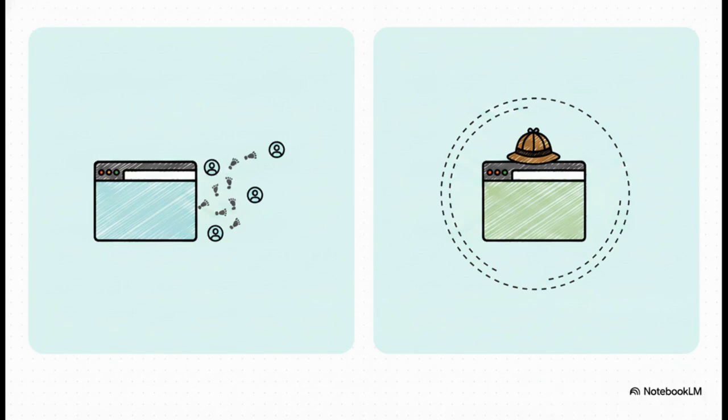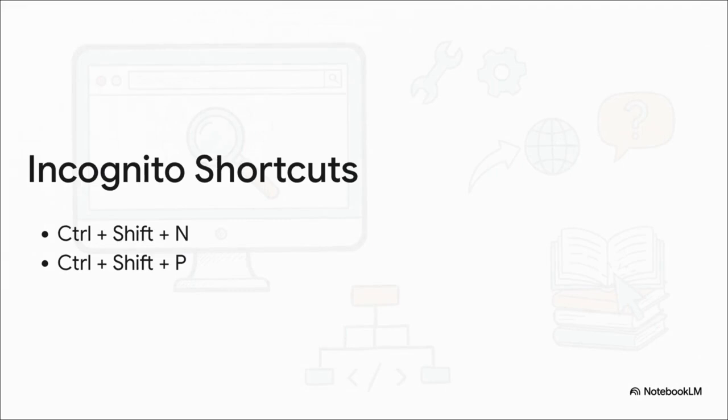You can launch this dark-themed, isolated environment in a split second by mastering a couple of critical keyboard shortcuts. If you're using a Chromium-based browser, it's Control plus Shift plus N for New Incognito. For other browsers, like Firefox, it's usually Control plus Shift plus P for private. You really want to commit these shortcuts to muscle memory. That way you can jump into a clean testing environment in less than a second without ever having to fumble through clunky drop-down menus.